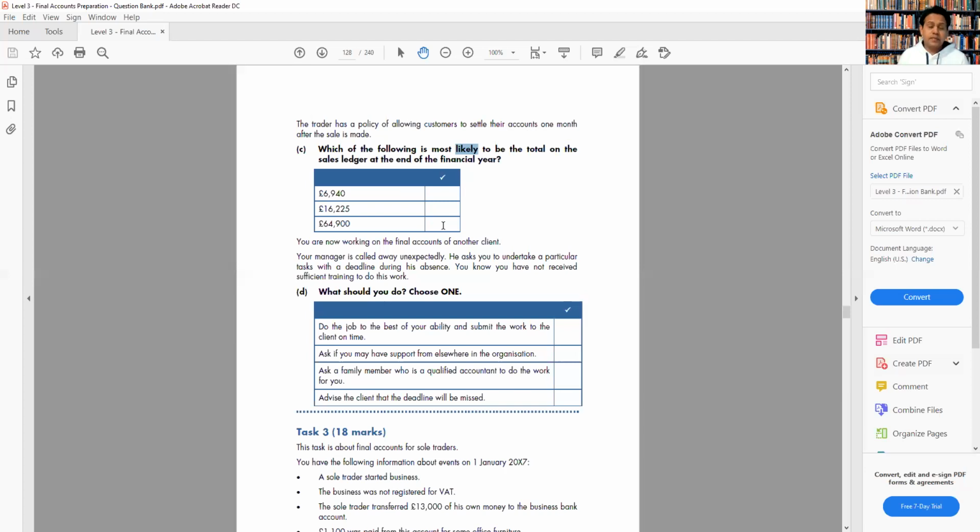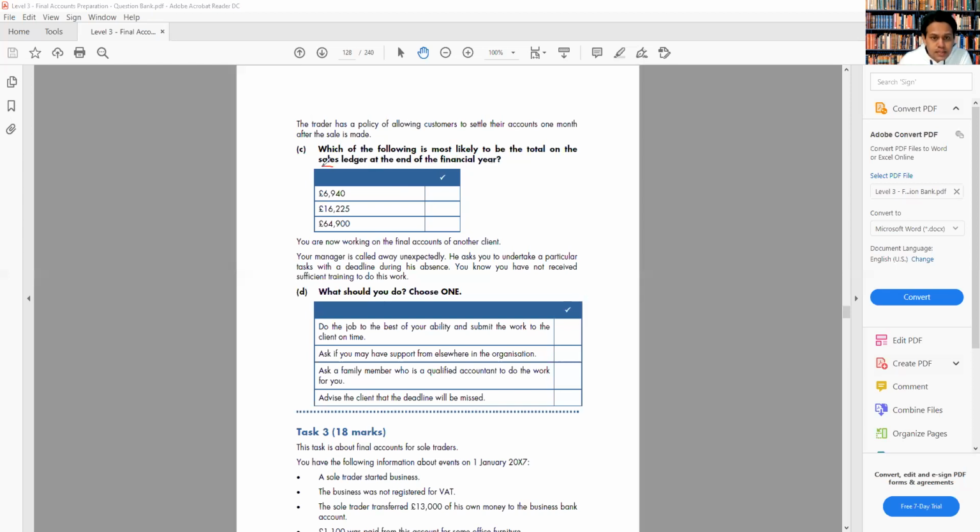For example, based on my previous experience, based on the past record, I can say the sales will be between 10 to 12,000 or between 25 to 30,000. But I cannot say the sales will be 27,001 pounds because it's not something I can guess very accurately. So the forecast, or what will happen in the future, I cannot say exactly. I can only guess based on the previous record. So most likely means what you believe will be the total of the sales ledger at the end of the financial year. So they're asking how much will be the sales ledger.